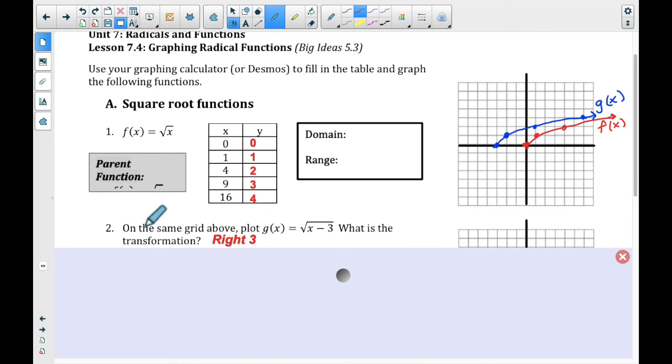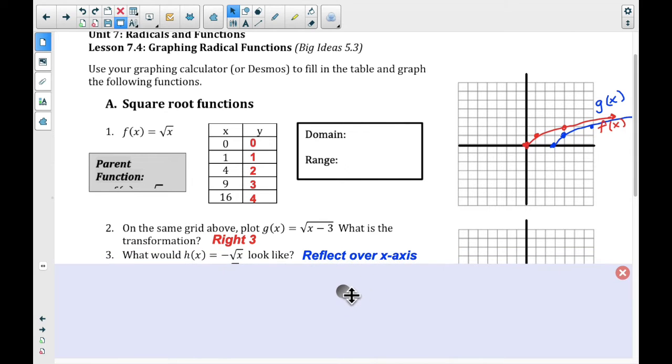Okay, the next question, number 2, says, on the same grid above, plot g of x equal to the square root of x minus 3. What is the transformation? Remember that when it's minus 3 in here, that actually means right 3. So that means we take our graph. Did I go the wrong way? I sure did. We need to go right 3. I went left 3, so let's move this over to the right. All right, so g of x should be over here because it is right 3. If you wanted to plug it in, you could certainly do that. You would have to plug in different values, and we'll get to that in a minute. So for now, let's just say it is right 3 because it's minus 3.